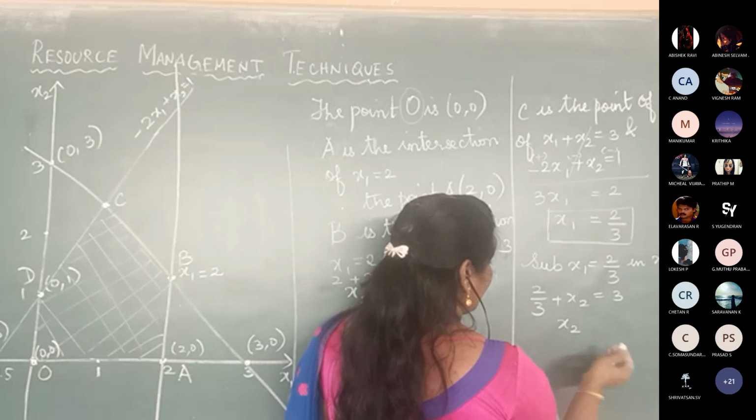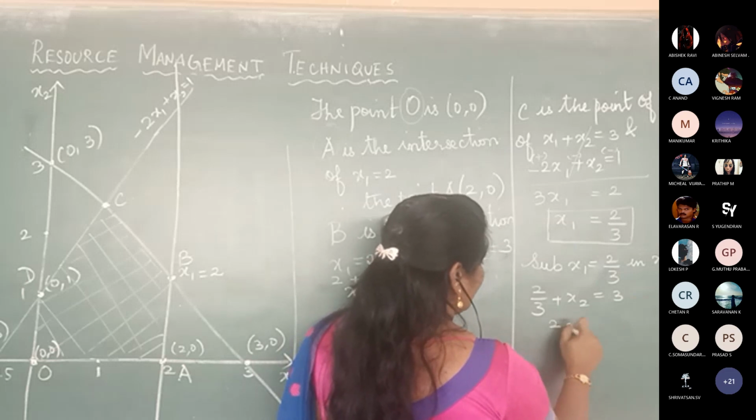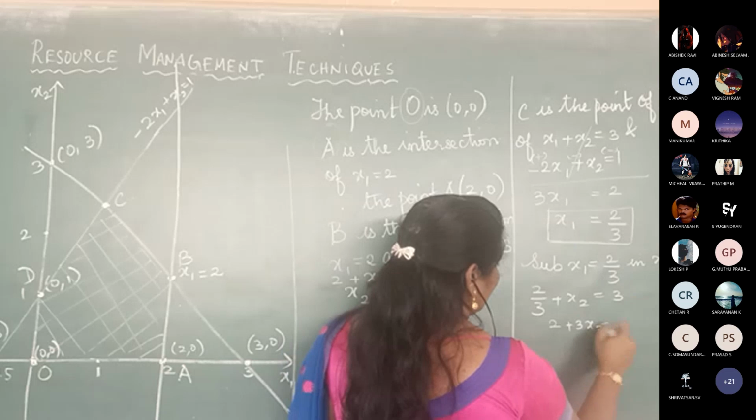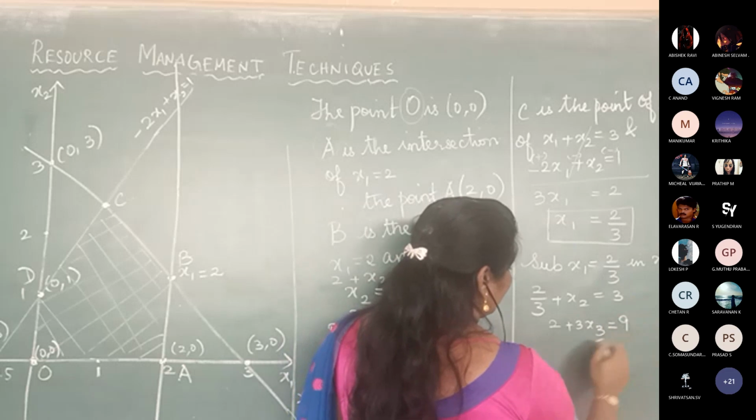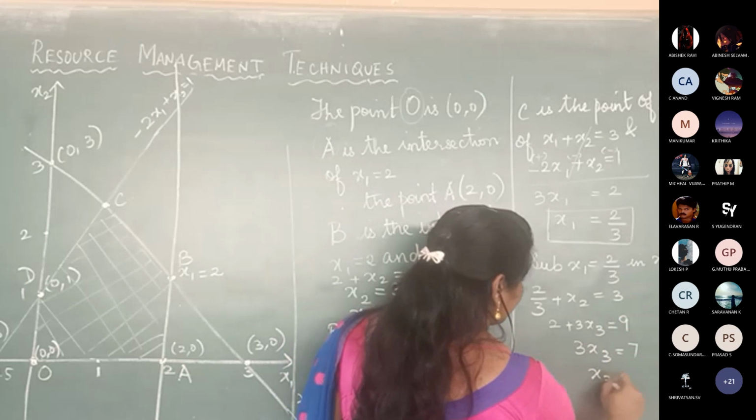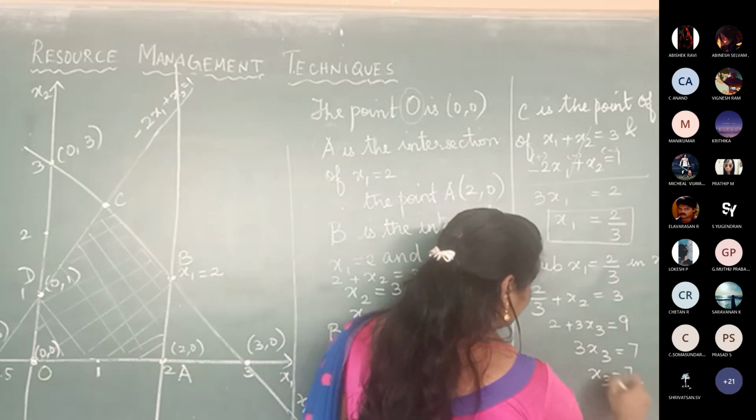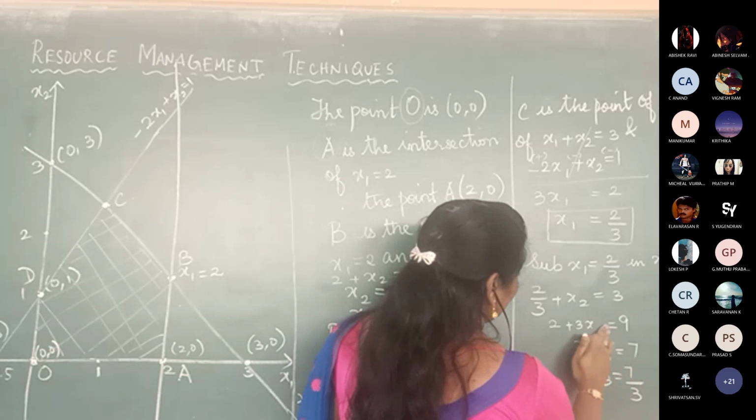x2 is equal to, taking the LCM, 2 plus 3 times 3 is equal to 9, so x2 times 3 is equal to 7. So your x2 is equal to 7 by 3.